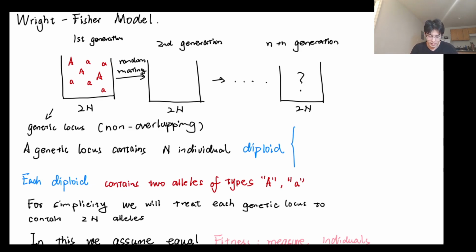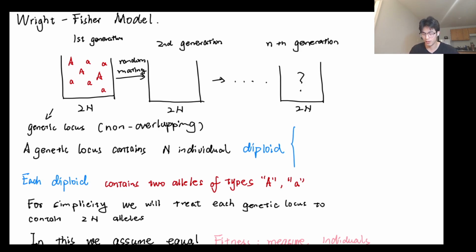Each genetic locus contains individual diploids. You do not have to know what that is. It probably won't show up again; this is the only time it will show up in this video. A diploid contains two alleles of types big A and small a. I will not use capital A because it's too hard for me to pronounce, so I will use big A and small a as a reference to these two types of alleles.